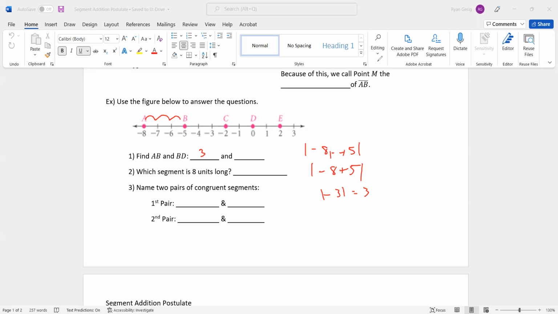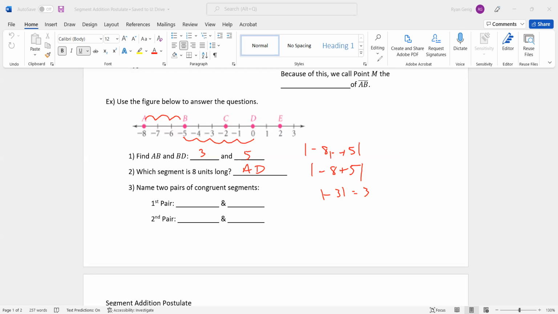BD is 5, right? 1, 2, 3, 4, 5. Which segment is 8 units long? Well, I just started at A and went to B and got 3, and then I went from B to D and got 5. Together, aren't they 8? So from A to D, aren't they 8? What I just did there is technically segment addition postulate, which I haven't talked about yet, but that is an intro to segment addition postulate, which was basically common sense, right?